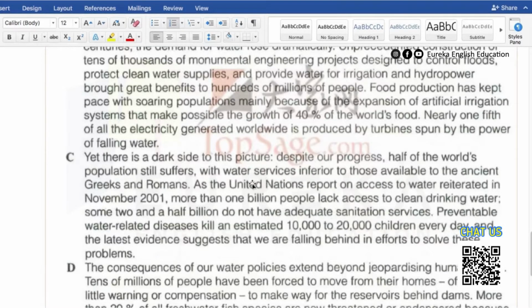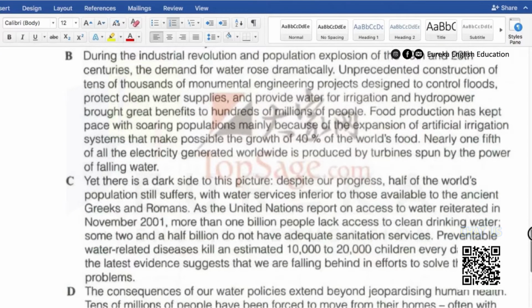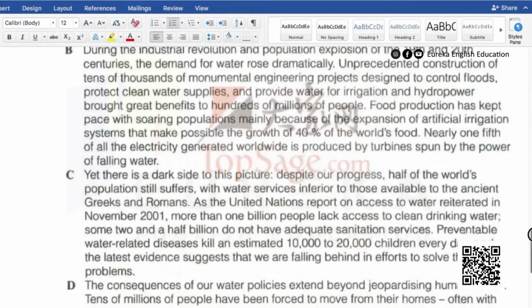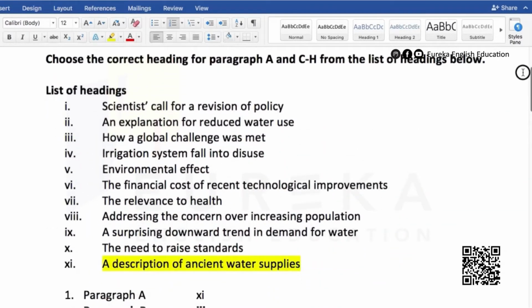It talks about the water services. People lack access to clean drinking water, and it talks about some of the water-related diseases. So I think some of the main points that I can get for this paragraph is that people are suffering. There is some water-related disease and some problem with the access of water, and so on and so forth. So those kinds of problems. So let's go back, considering the points that I just mentioned, to the headings to compare which one would be the right fit for paragraph C.